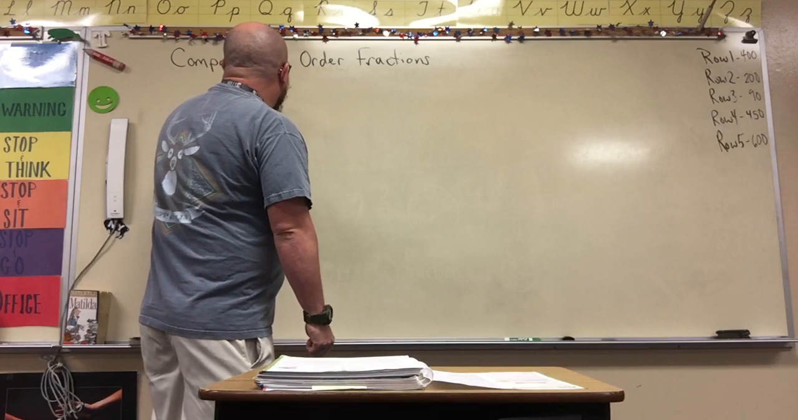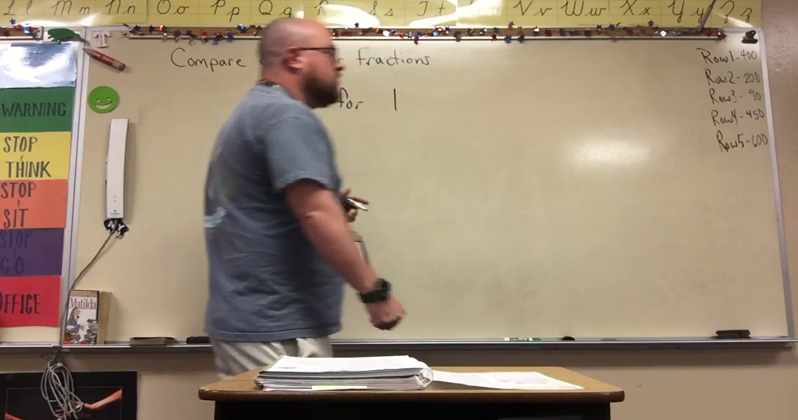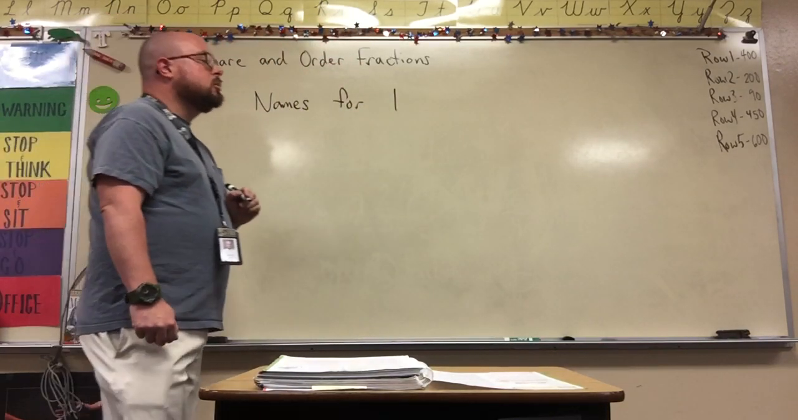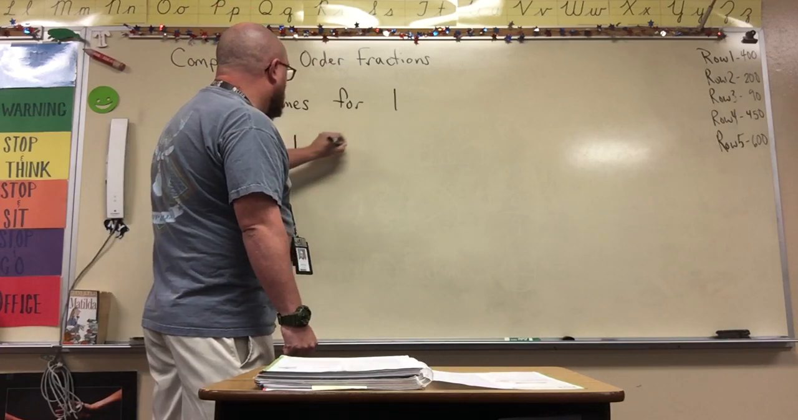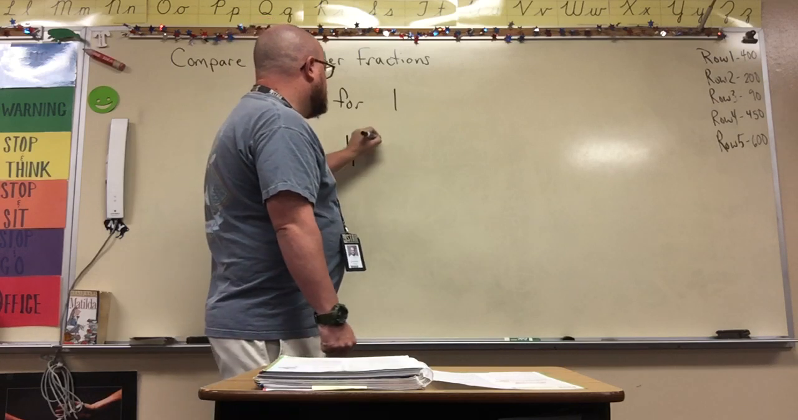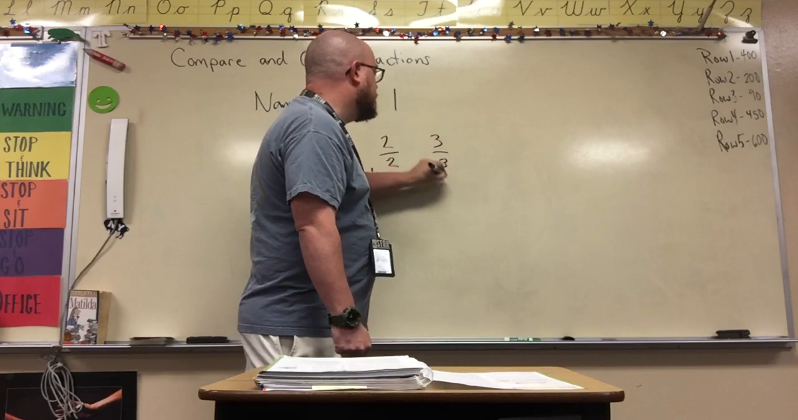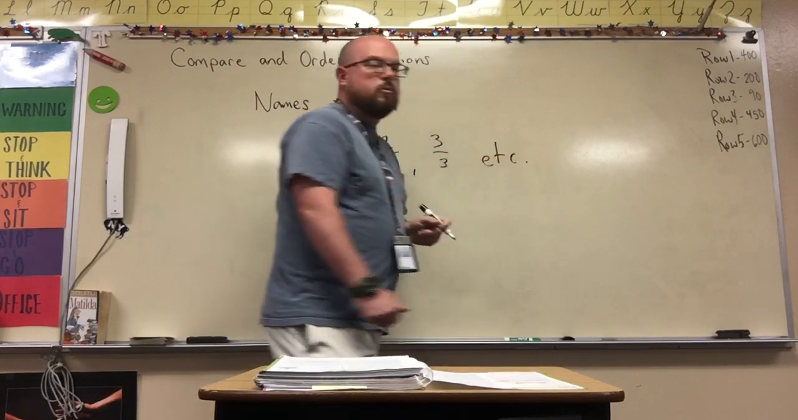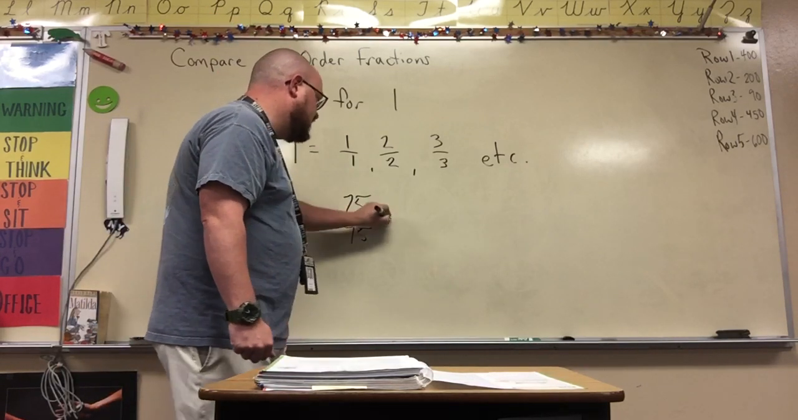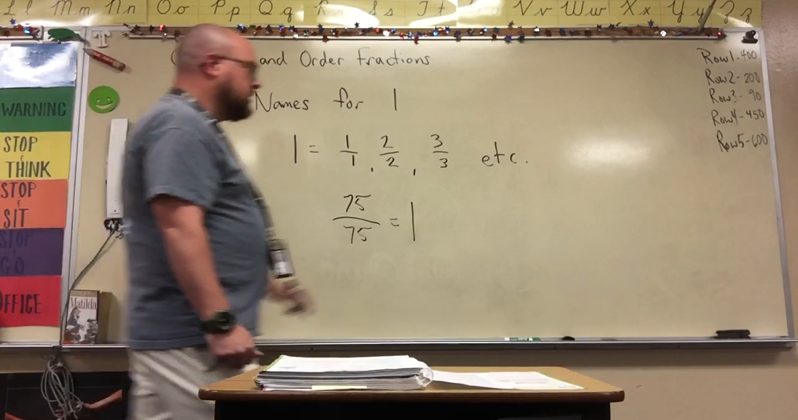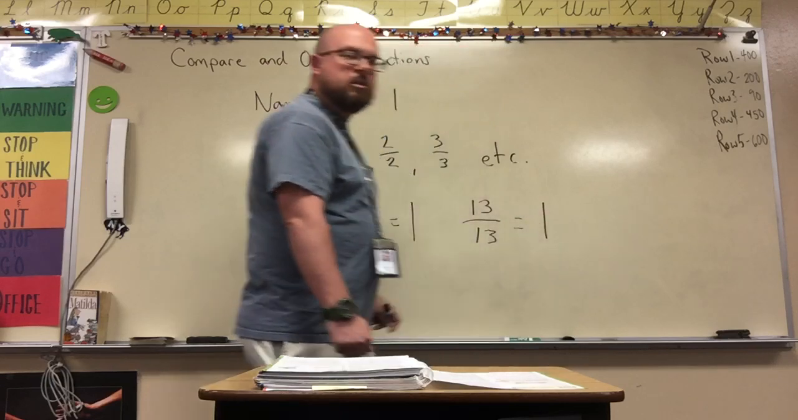This is quite easy, but I want you to be able to identify it when you see it. When I'm talking about names for 1, anytime you see a number over itself, it is always equal to 1. So for example, 1 can equal 1 over 1. It can be 2 over 2. It can be 3 over 3, etc. So, in other words, it could be 75 over 75. That is equal to 1. It could be 13 over 13. Whatever it is, it's always going to be equal to 1.